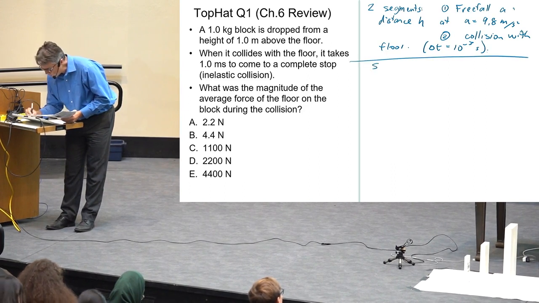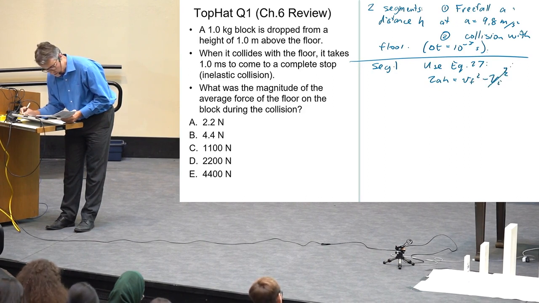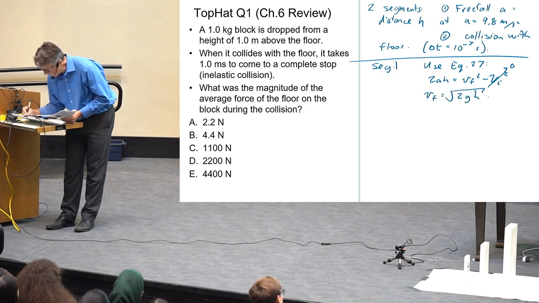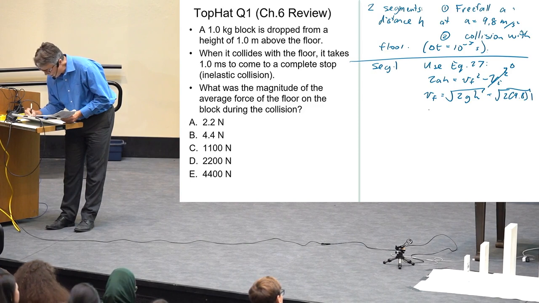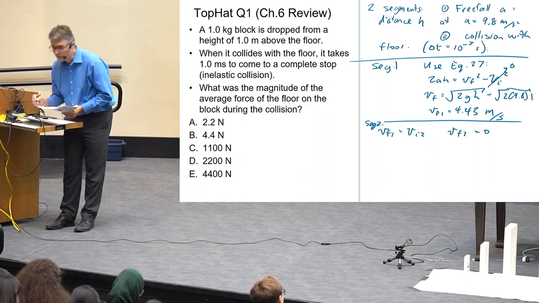So I'll start with segment 1. We'll use an old chapter 2 equation. 2aH equals V final squared minus V initial squared. It's dropped from rest, so this is equal to 0. So you get V final equals the square root of 2 times g times h, and that's the square root of 2 times 9.8 times 1. So I got that V final of segment 1 is equal to 4.43 meters per second, and then that becomes the V initial of segment 2. V final of 1 equals V initial of segment 2. And the V final of segment 2 equals 0.